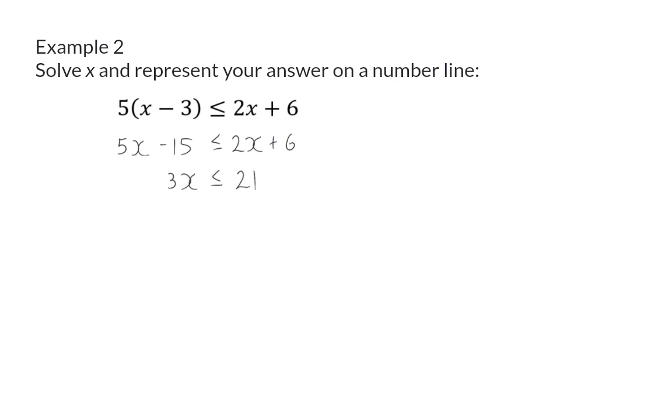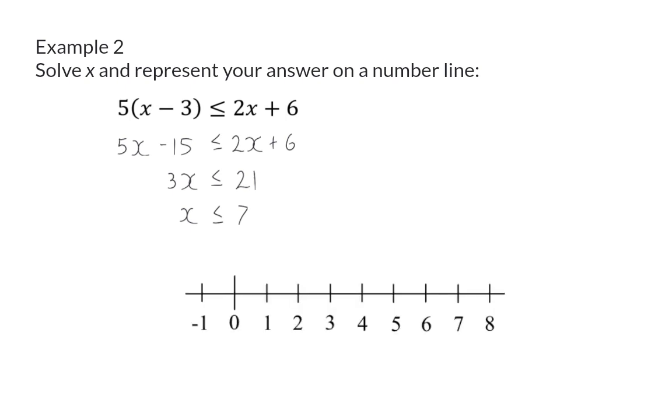Now we can divide both sides by 3. And because I'm dividing by a positive value, the inequality sign will stay the same. So our answer is x is smaller or equal to 7. On my number line at 7, I will have a solid dot to indicate that 7 is also an option for x, and to indicate everything smaller than that, it is to the left of 7.